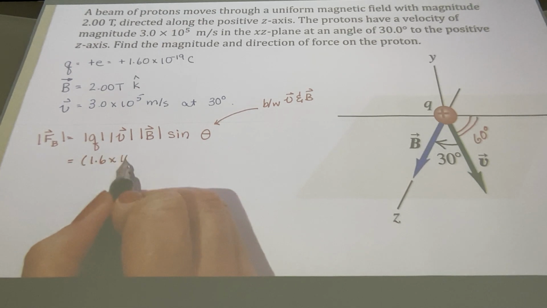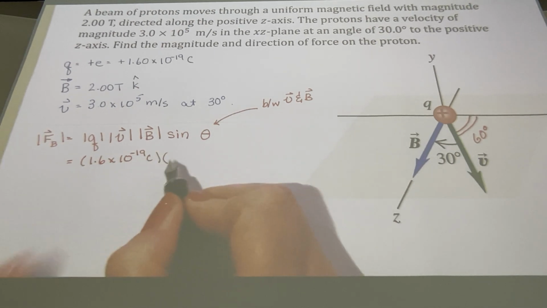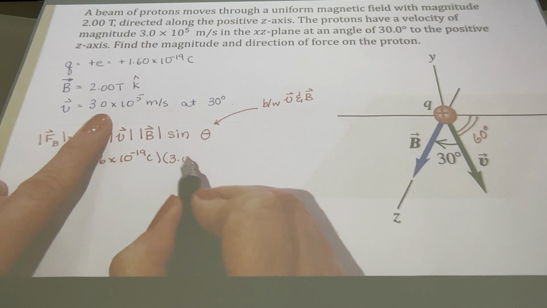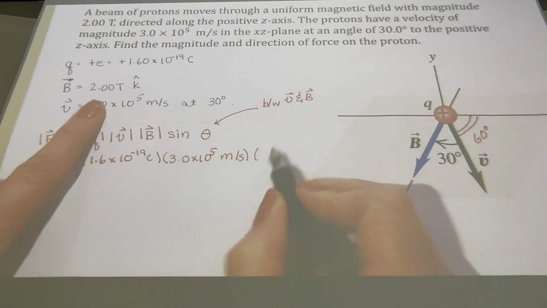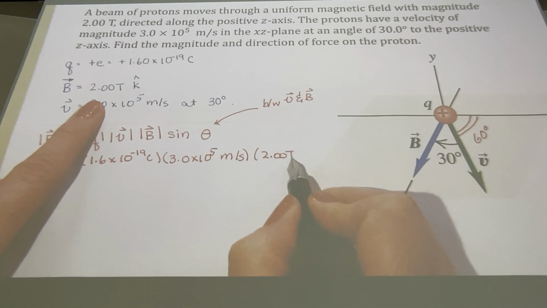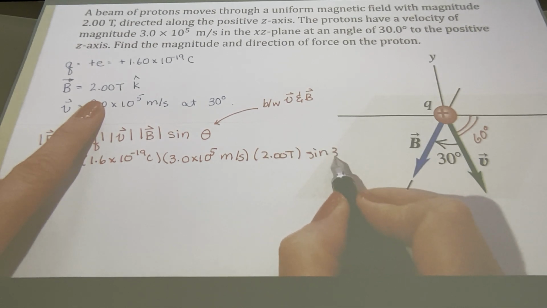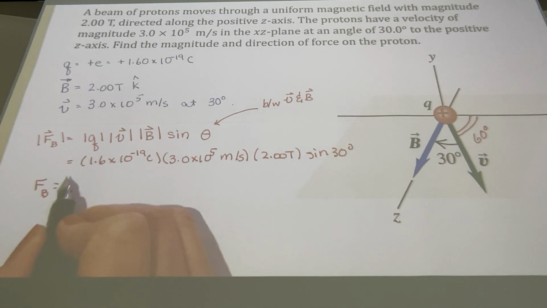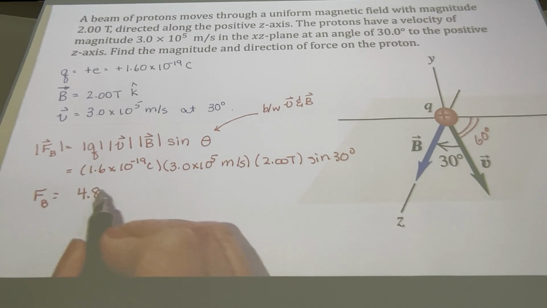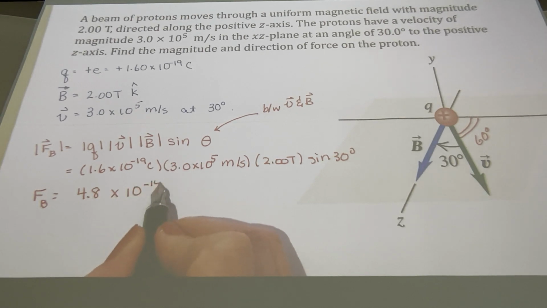So let's put our numbers in. 1.6 times 10 to the minus 19 coulombs. Magnitude of the velocity vector, 3 times 10 to the 5 meters per second. Magnitude of the field, 2 teslas times sine 30 degrees. So the magnitude of our magnetic force is 4.8 times 10 to the minus 14 newtons.